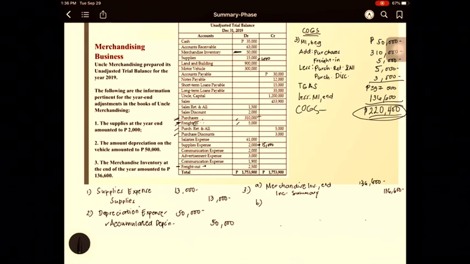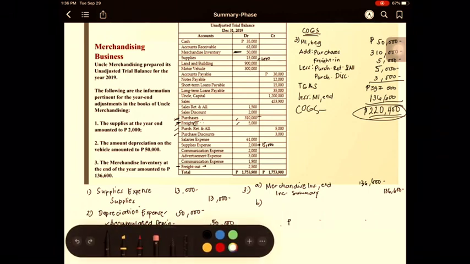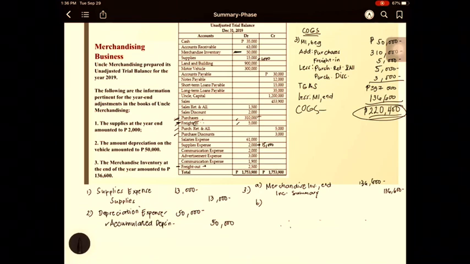So let's do it step by step. Purchases are originally debited, therefore to close it we have to credit your purchase account. So we have to debit your income summary account, credit purchase. How much is the amount of our purchase here? We have 310,000 pesos.